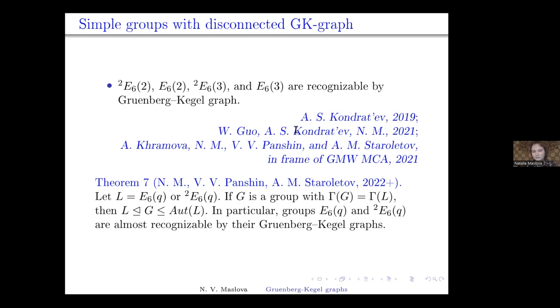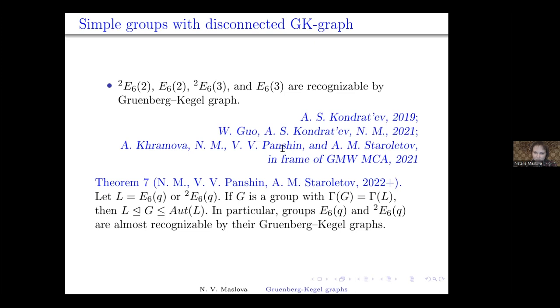Two groups, E6-3 and twisted E6-3, were considered by me and two participants of the great mathematical workshop, which was organized by the Mathematical Center in Akademgorodok last year, and my co-chair of our project, Alexei Staroletov. They considered these groups in a separate paper during the workshop. And we have proved that these groups are recognizable by Gruenberg Kegel graph.